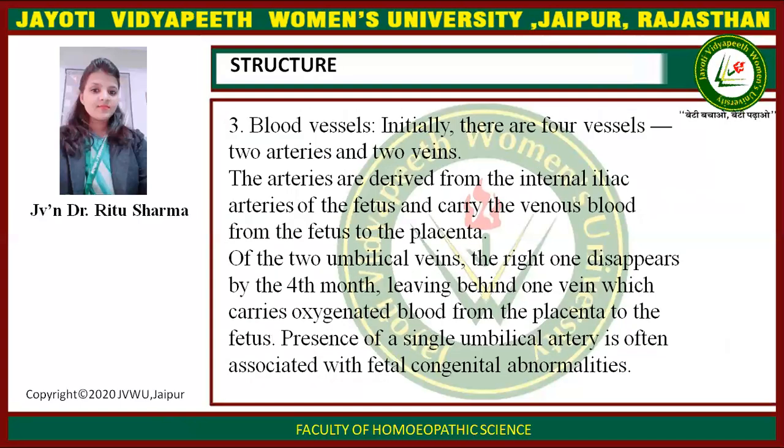Third, blood vessels. Initially, there are four vessels, two arteries and two veins. The arteries are derived from the internal iliac arteries of the fetus and carry the venous blood from the fetus to the placenta. Of the two umbilical veins, the right one disappears by the fourth month, leaving behind one vein which carries oxygenated blood from the placenta to the fetus. The presence of a single umbilical artery is often associated with fetal congenital abnormalities.